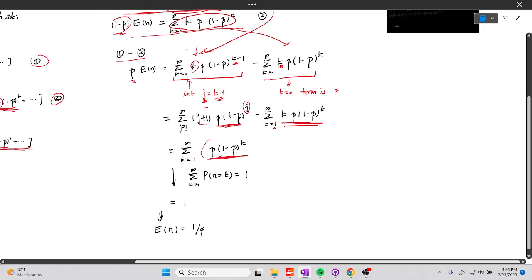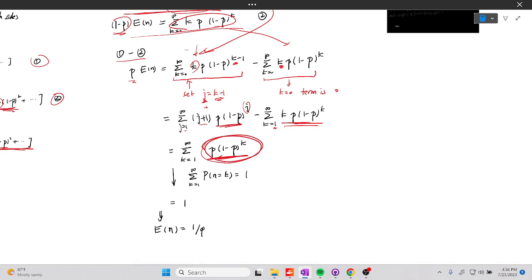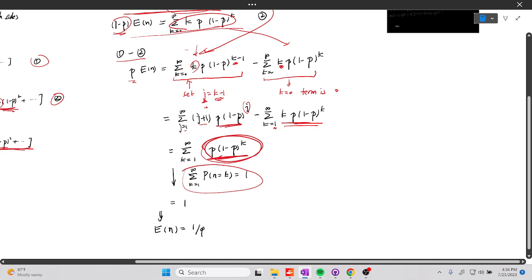And this is actually the probability distribution of the geometric distribution, and the sum of all the probabilities is 1. Then multiplied by p divided by p on both sides, we got this.